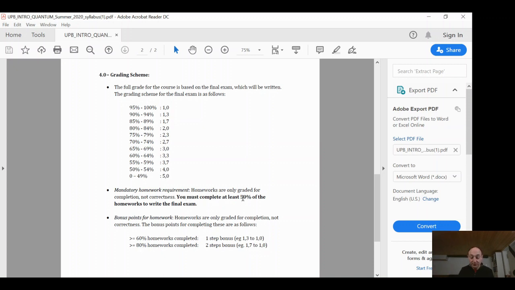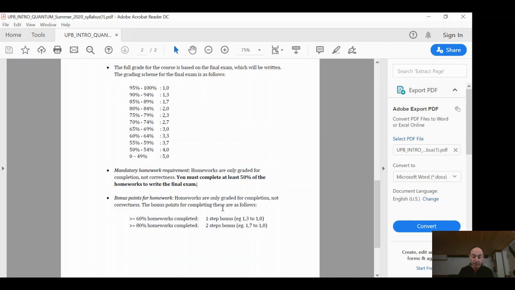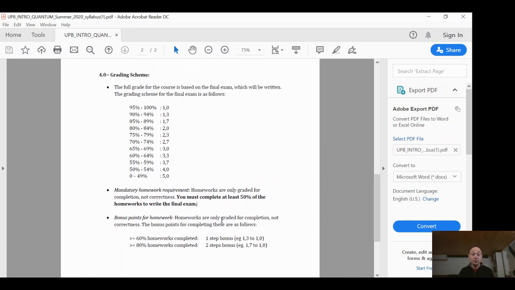So you need to do at least 50% of the homeworks to write the final exam. So that's this Studienleistung. And finally, to encourage you to do more homeworks, of course, the more the better, naturally.